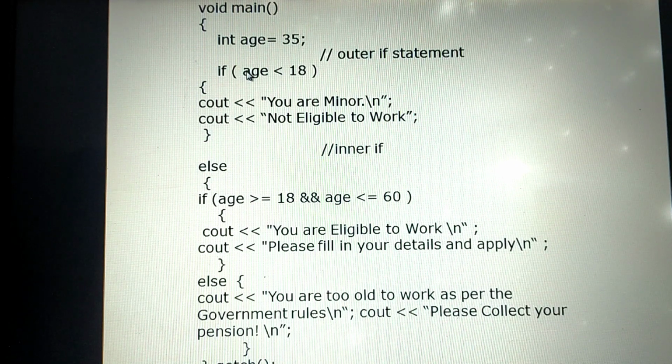In case the first condition becomes false, the next else if will work. What is the condition here? Age greater than or equal to 18 or age less than or equal to 16. If both conditions become true, what will happen? He is eligible to work. If any one of these conditions is false, then he is not eligible to work. In such a way we can implement nested if statements in the program.